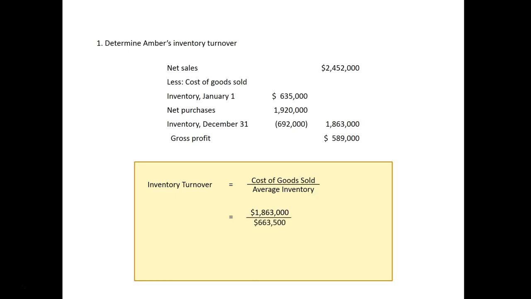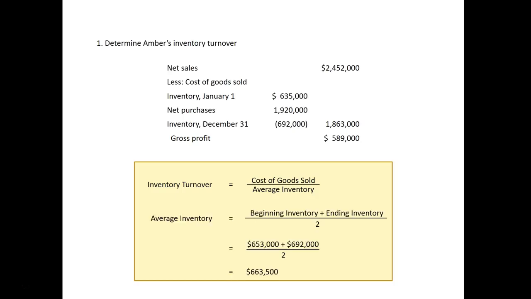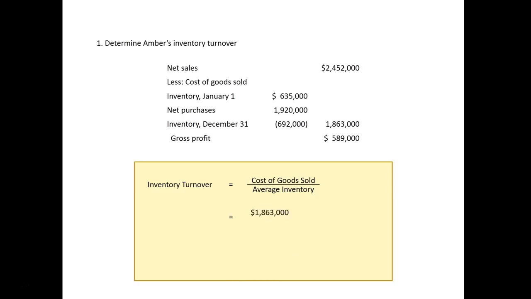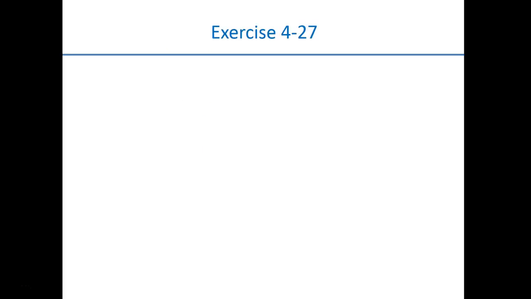which means our average inventory here is $663,500. Our cost of goods sold is provided in the income statement of $1,863,000. We divide that by our average inventory to give us the inventory turnover of 2.81 times a year.